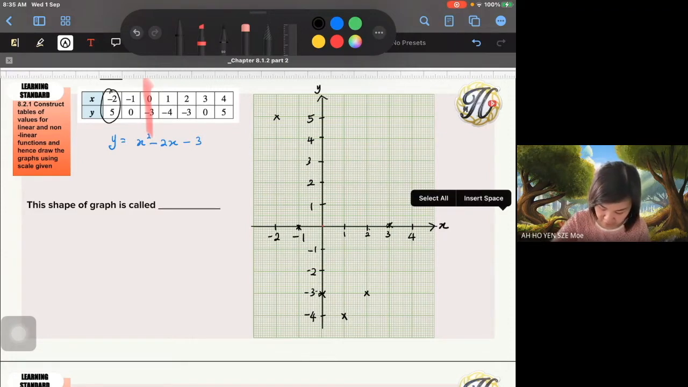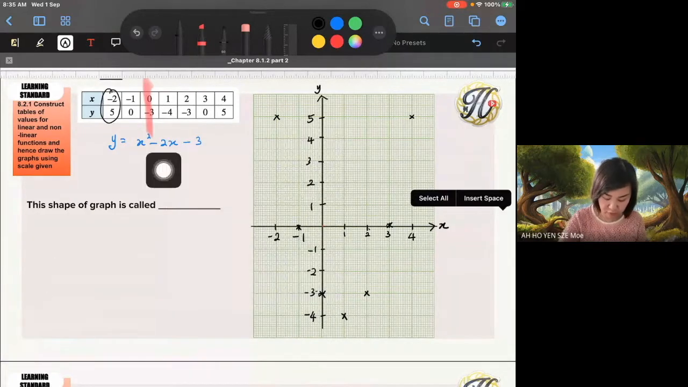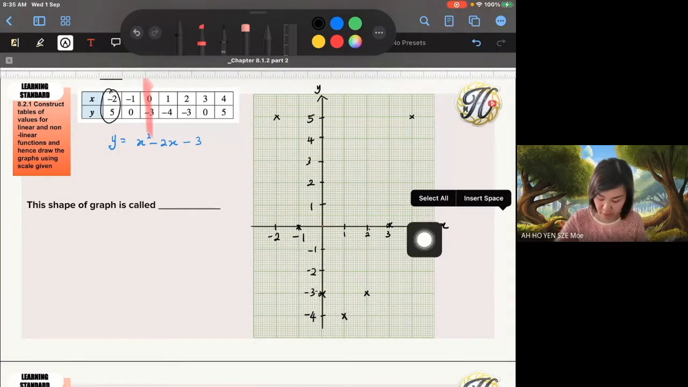Then 4, 5. Okay, 4 and 5 here. Then you can see actually this is a curve. So when you have to do a curve, you can see the curve is like a shape of U, like this one. When you want to join up all the points, last one, join all the points. Okay, you can see like a shape of U.